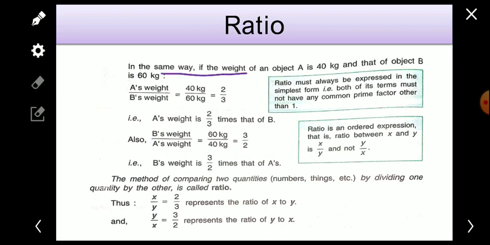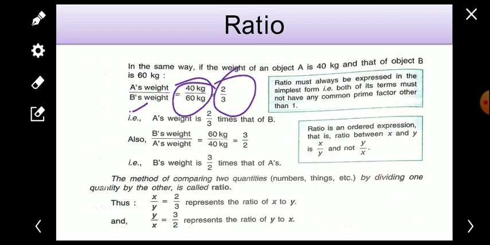In the same way, the weight of object A is 40 kg and that of B is 60 kg, then we can compare by division also, that A's weight by B's weight is equal to 40 by 60, then we get 2 by 3. Okay, so here what can we say, that A's weight is 2 by 3 of B. Okay, when we compare like this, then we can say that the weight of A is 2 by 3 of B.